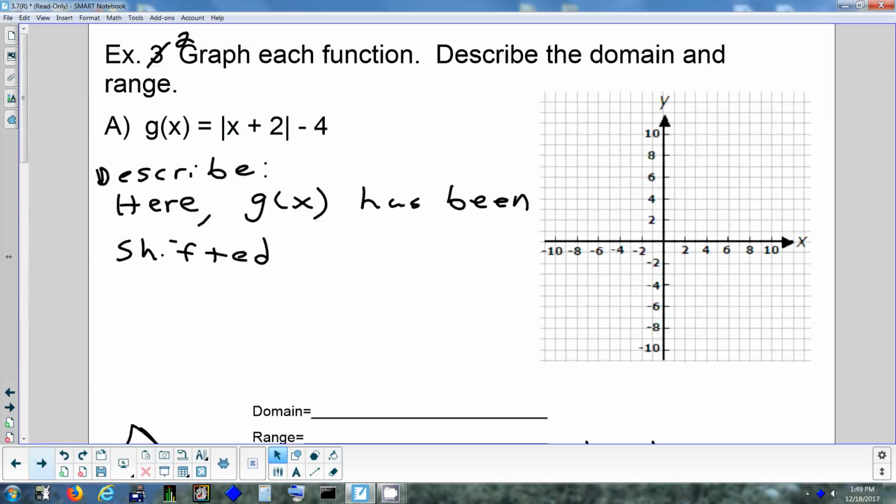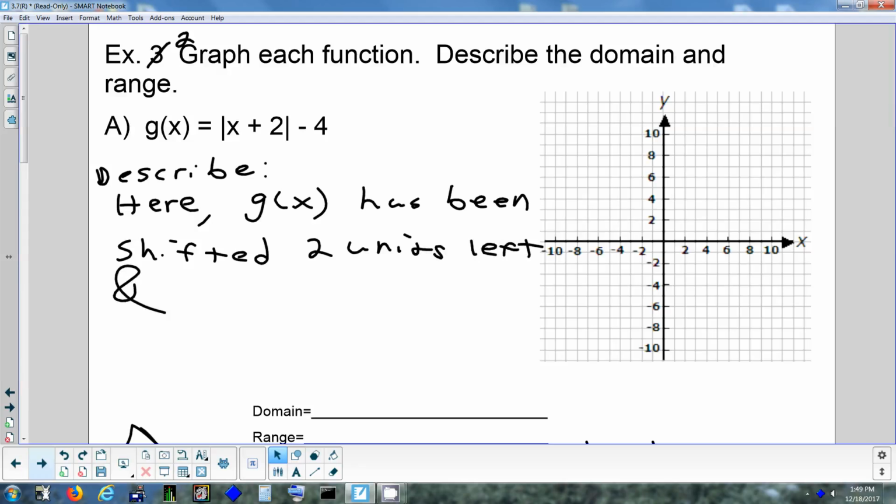Which way do you think this graph is going to shift with the +2? No, inside the bars is left and right. Oh, right. It's going to be left, because it mixes it up. Right, opposite. When it's inside, it's opposite. So 2 units left. But that's not it.